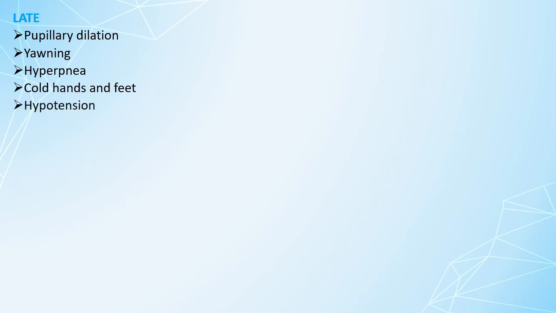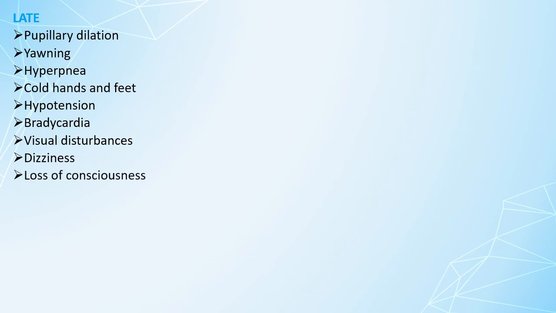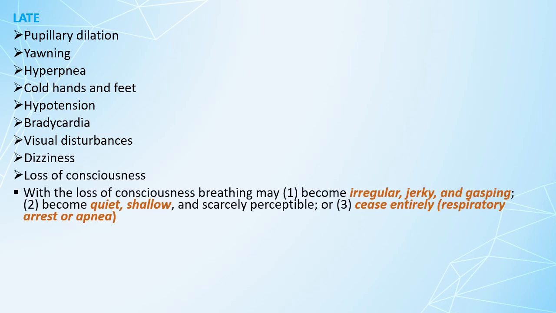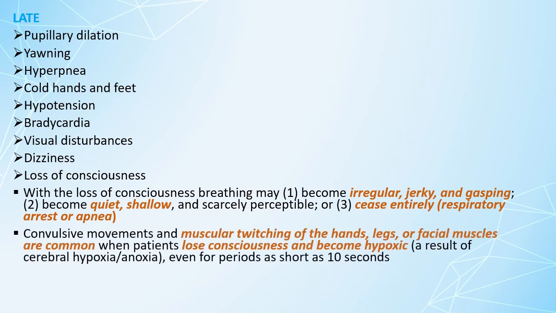Whereas the late symptoms include pupillary dilation, yawning due to reduced oxygen to the brain, hyperapnea, cold hands and feet, hypotension, bradycardia, visual disturbances, dizziness, and eventually loss of consciousness. With the loss of consciousness, the breathing may become irregular, jerky, or quiet and shallow, or it may cease entirely and the patient may become apneic. And sometimes muscular twitching of the hands and legs may also be seen.